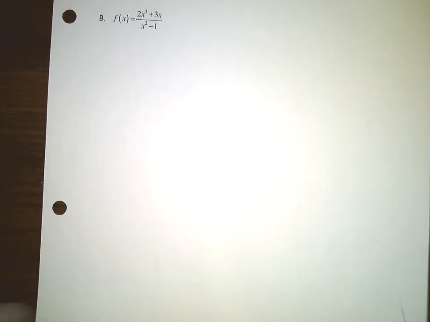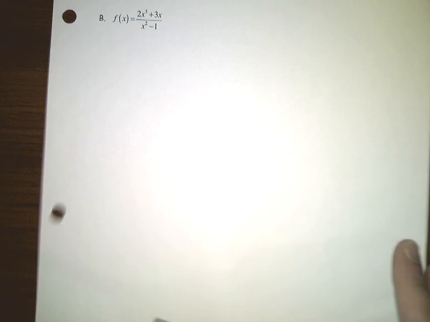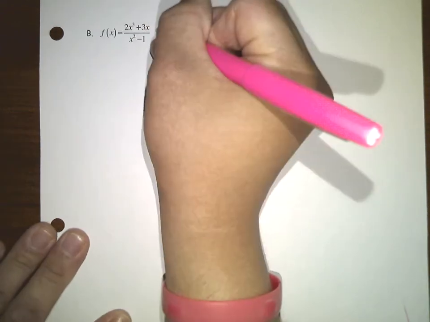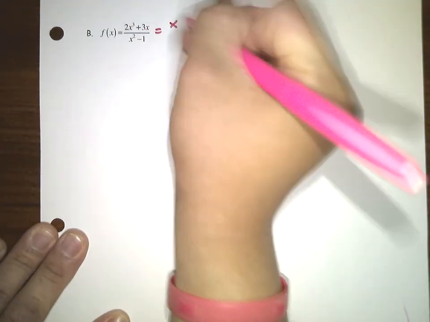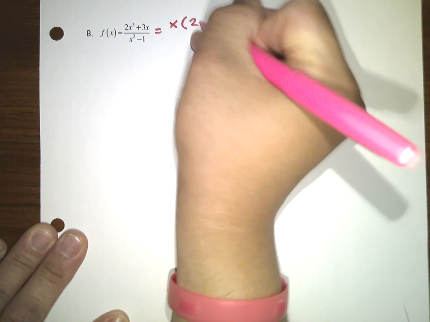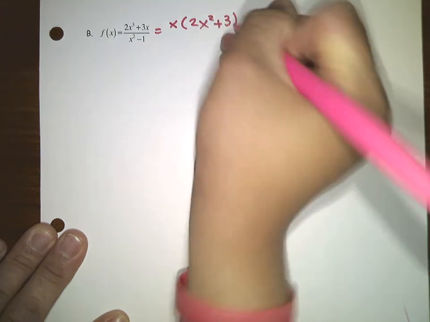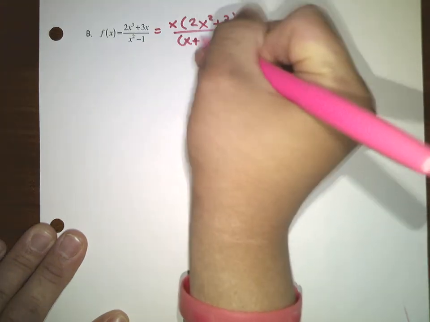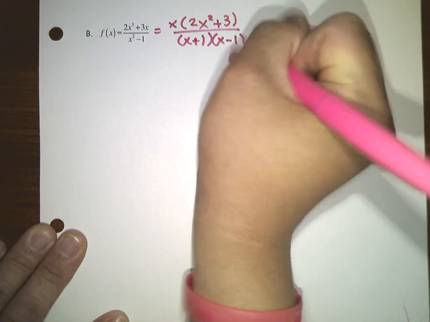So f of x is equal to 2x to the third plus 3x over x squared minus 1. So let's start here, and remember that step 1 said to factor the numerator and denominator. So if I factor this, I have x times 2x squared plus 3 over x plus 1, x minus 1.